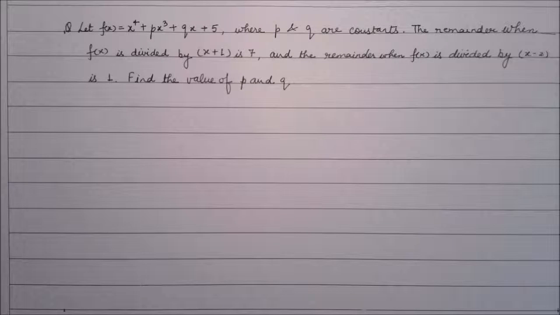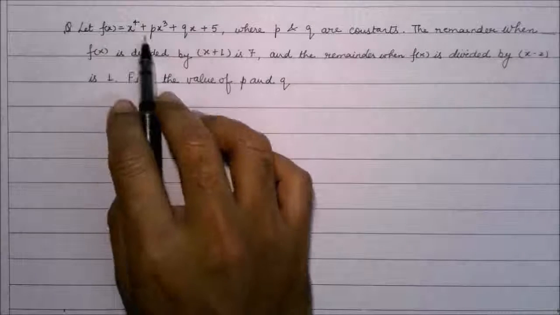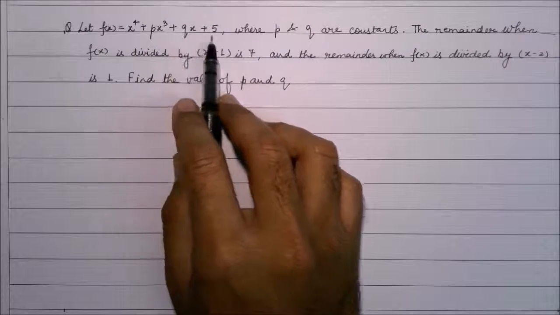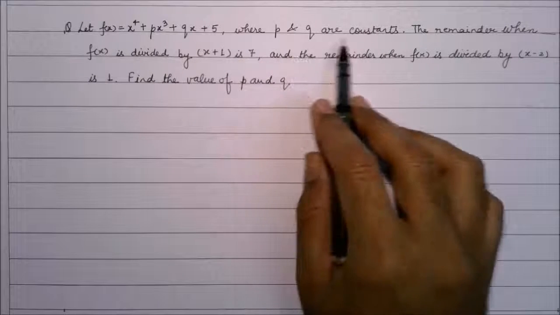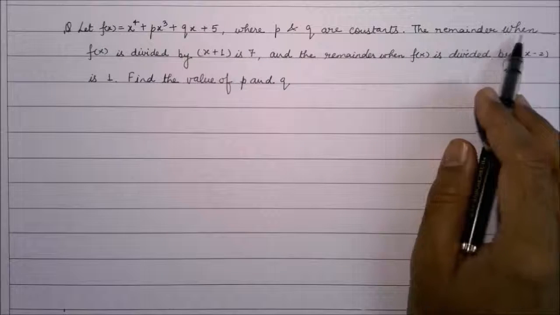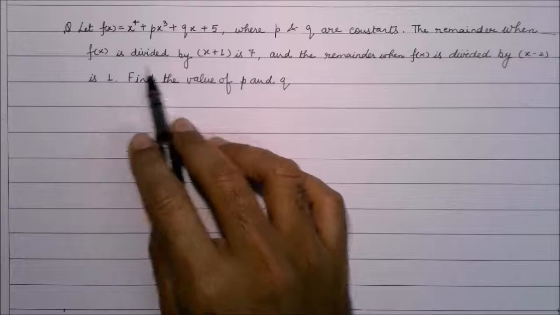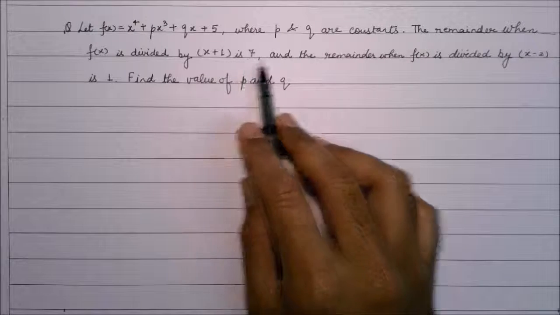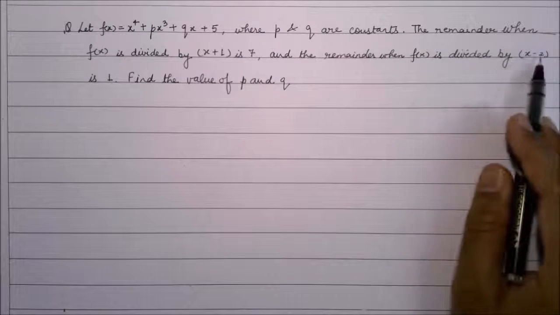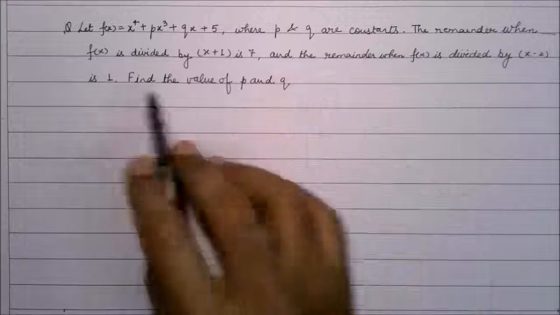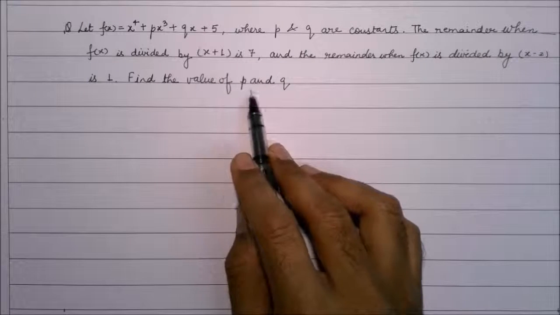Question says that let f(x) equal to x to the power 4 plus p x cube plus q x plus 5, where p and q are constants. The remainder when f(x) is divided by x plus 1 is 7, and the remainder when f(x) is divided by x minus 2 is 1. We need to find the value of p and q.